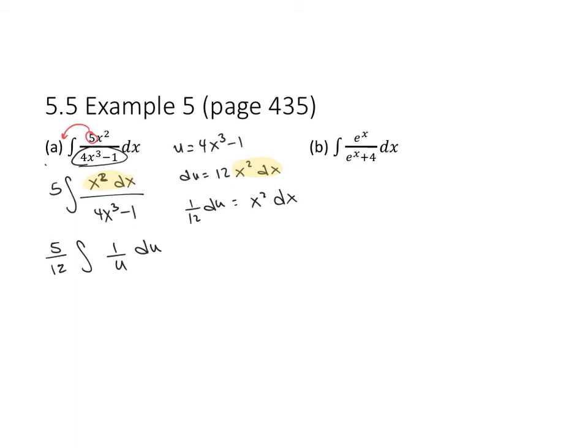So the antiderivative of 1 over u is ln u. And remember, when we take the antiderivative of 1 over u, I'm only allowed to put positive things into natural log, so it's always going to be the absolute value of u, ln of the absolute value of u, plus c. And now we'll substitute back in. So it's 5/12 natural log, the absolute value of 4x cubed minus 1 plus c.